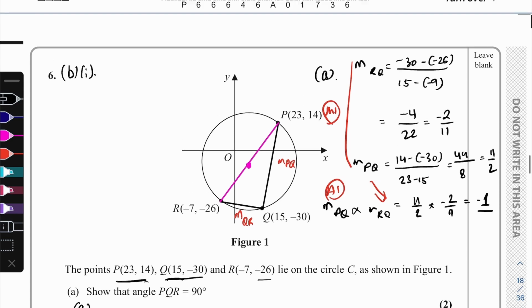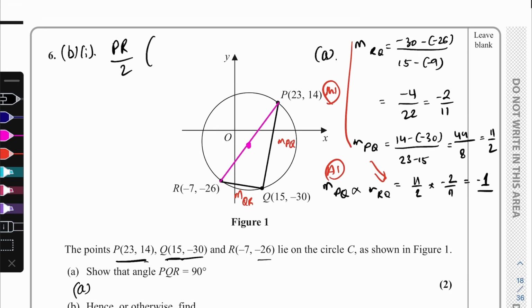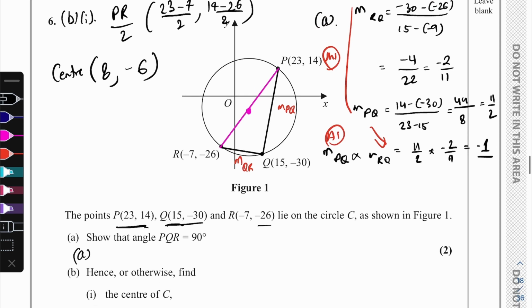So the midpoint is what? It's the sum of P and R over 2. So that's going to be the coordinate (23 minus 7)/2, and (14 minus 26)/2. So the coordinate of the center: 23 take away 7 is 16, over 2 is 8. 14 take away 26 is -12, divided by 2 is -6. So this is the center.